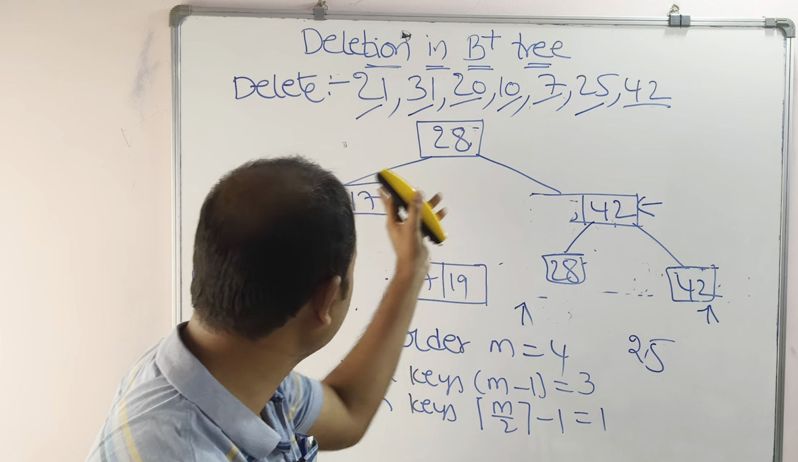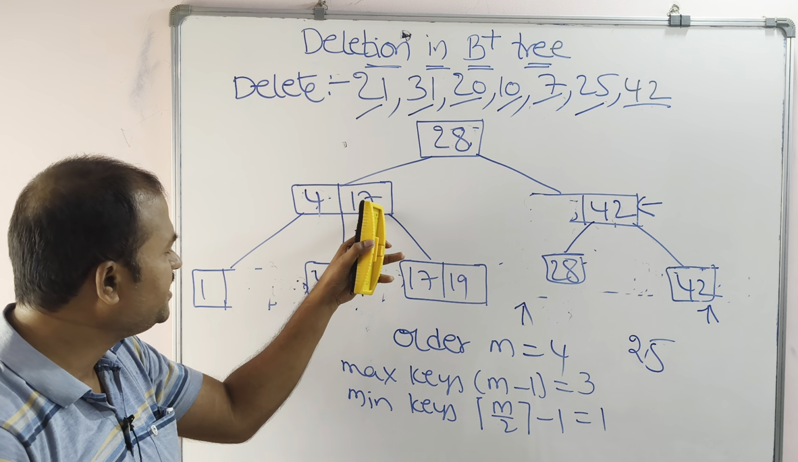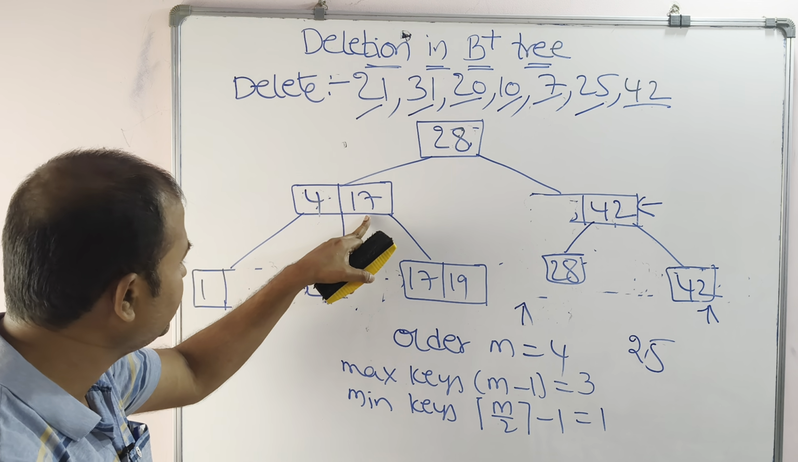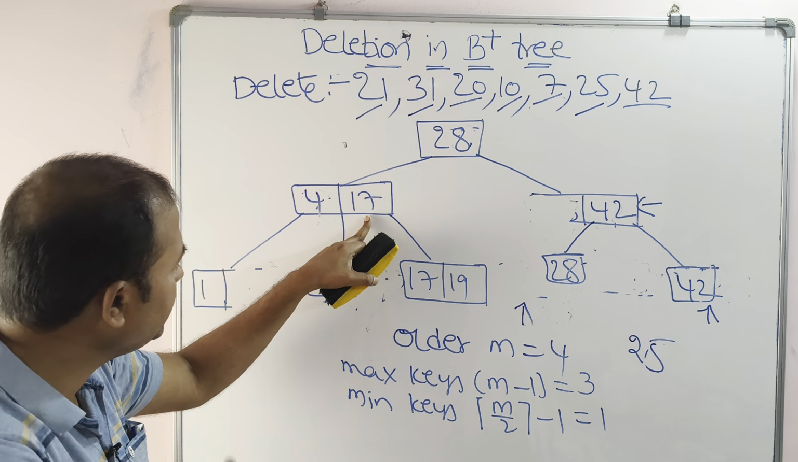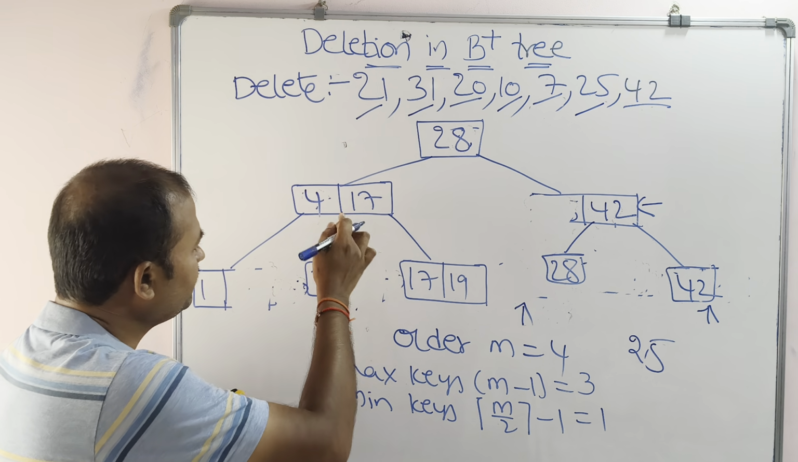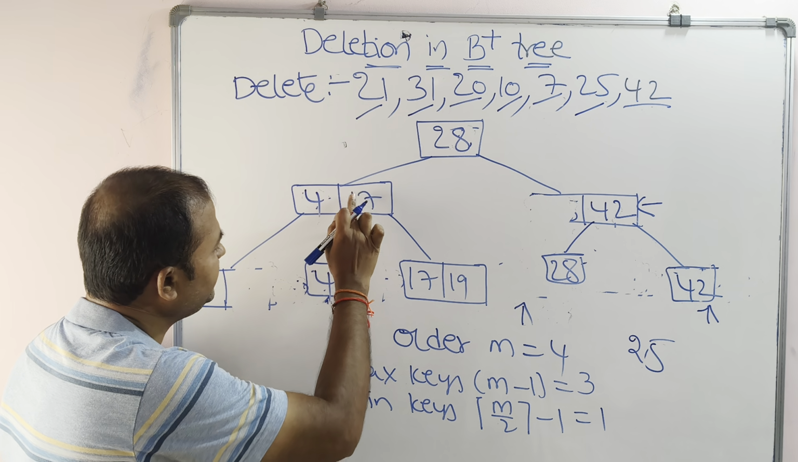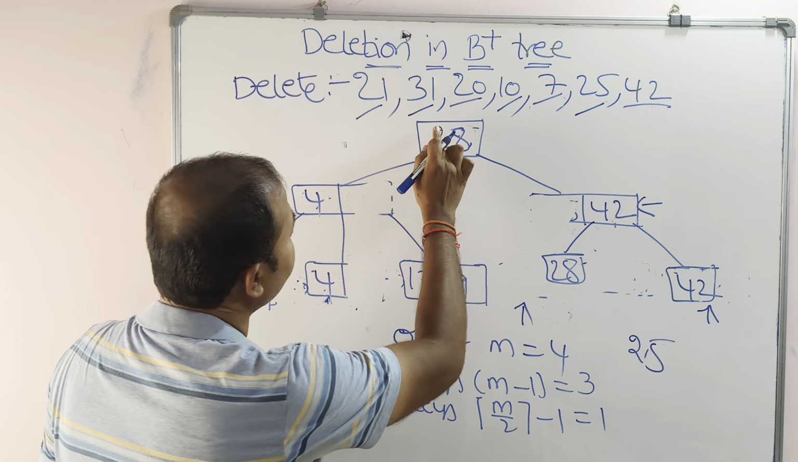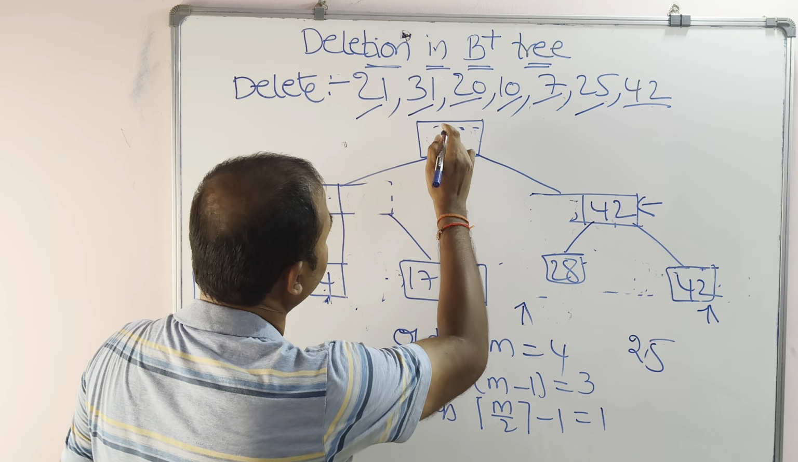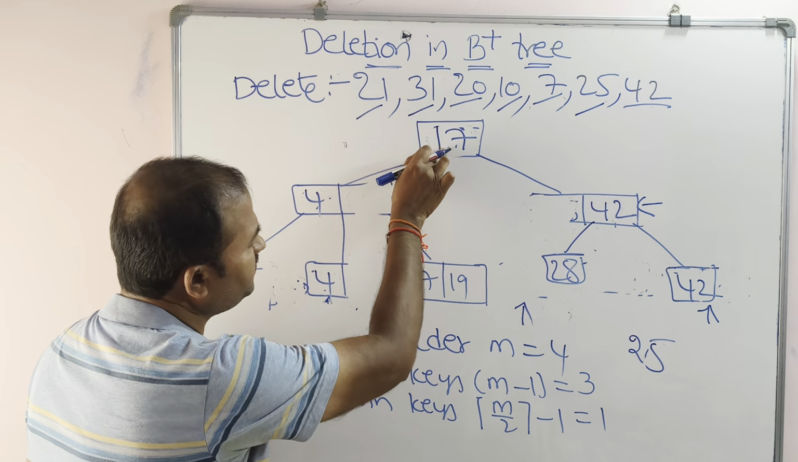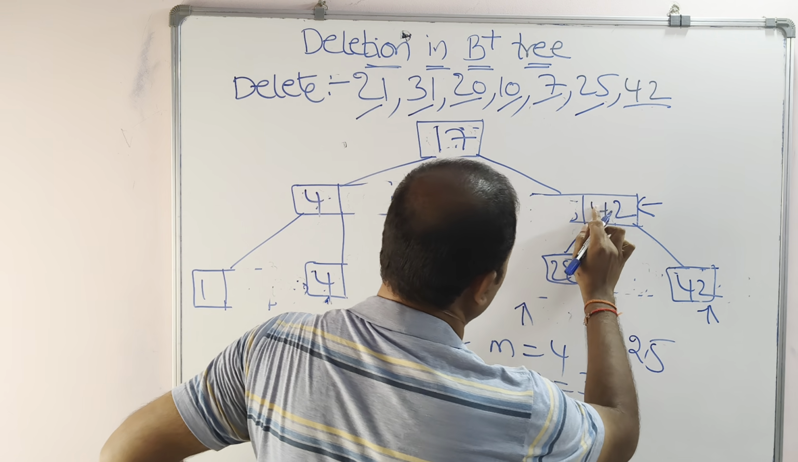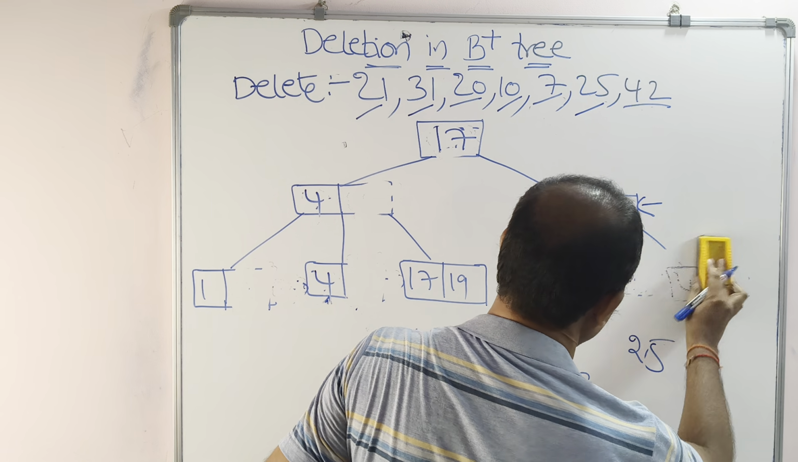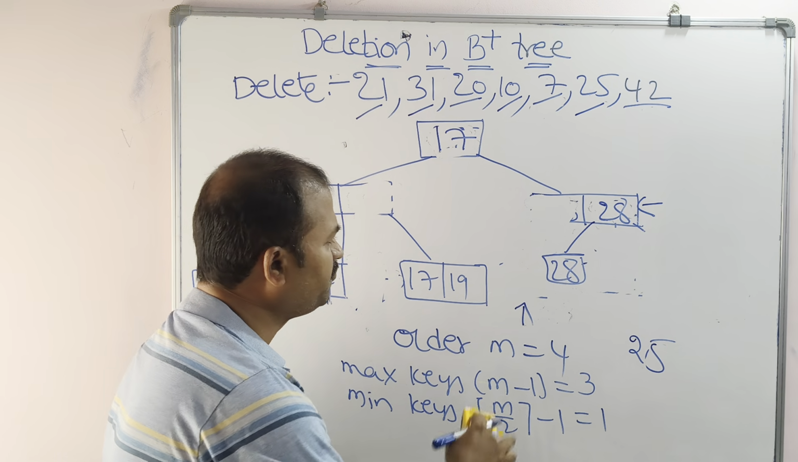So it will ask the left sibling. So the left sibling is having more than minimum number of keys. So this is the left sibling. Left sibling means we have to find the maximum value. So here what is the maximum value? Out of 4 and 17, 17 is the maximum value. So that 17 will be transferred to the parent. Next, the 28 will be transferred to this target node. So this 42 will be removed now. So here we have 28.